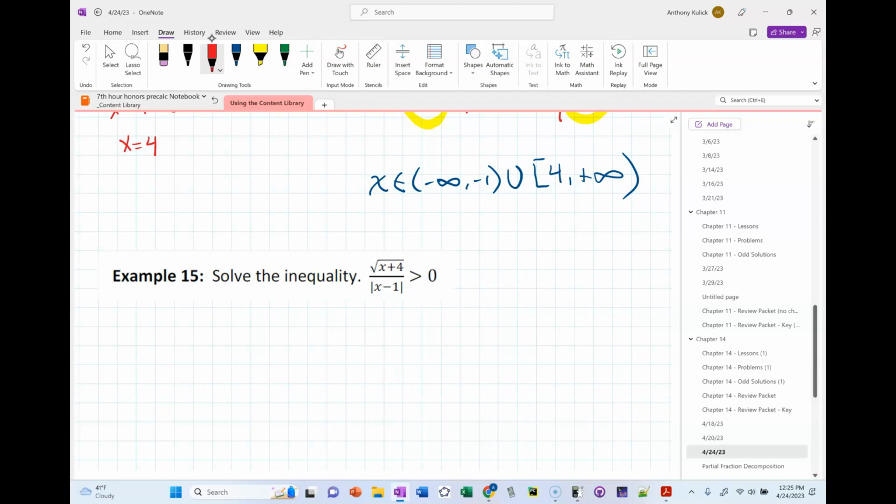All right. Last example here. So we have: solve the inequality square root of x plus 4 divided by absolute value of x plus 1, and that's greater than 0. So again, we'll start by finding the zeros. I'm just going to take the numerator, set it equal to 0, square both sides, and then subtract the 4. And then I have my discontinuities. That happens where I take the denominator and set it equal to 0. Refresher here, when I solve an absolute value equation, how do I do that?